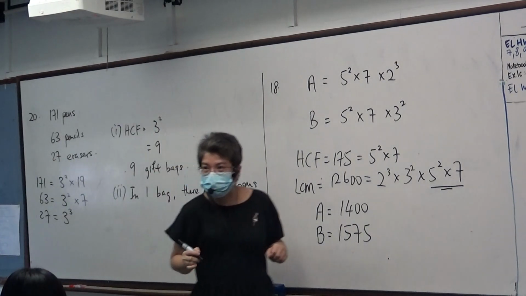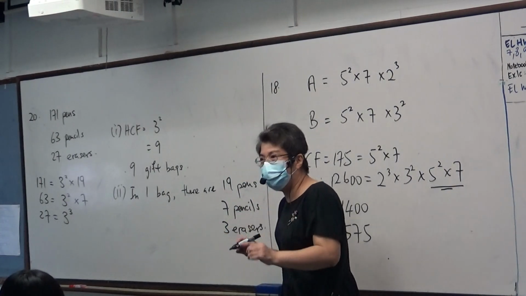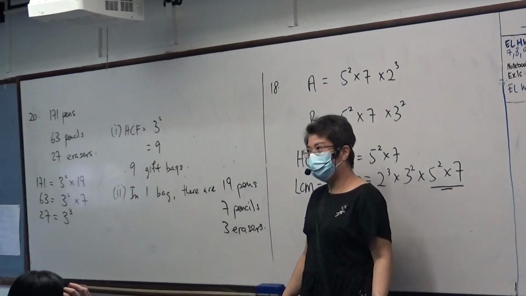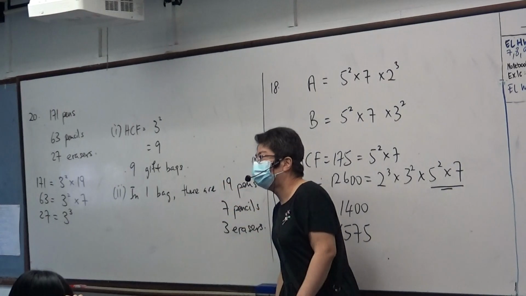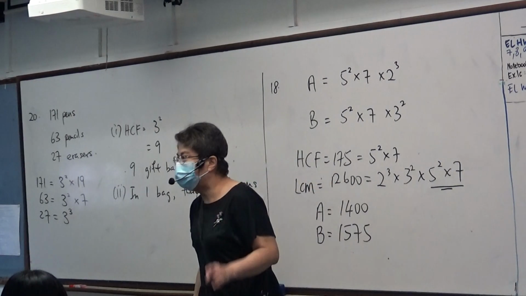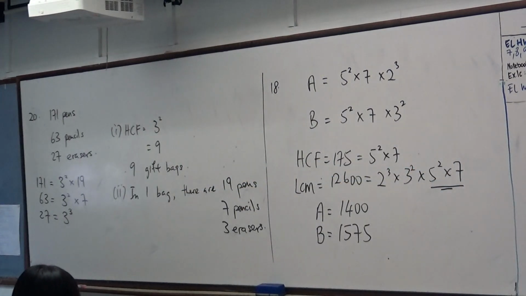Are we clear? You say each item. Now, what if I say, what is the total number of items in each bag? What should I do? I must add up this side. So it becomes what? 29. Are you all clear? So you must read the question carefully. You cannot just blindly do the question. Everybody clear? Can or cannot? Can. So question 20, the answer is 9 and then 19, 7 and 3. Are you okay?